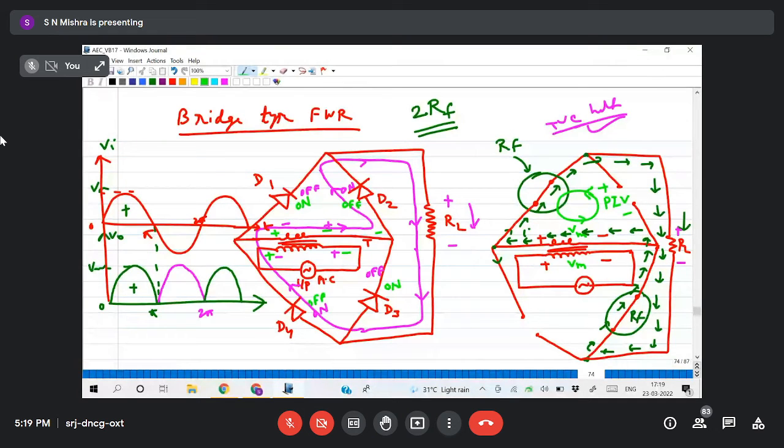Tell me what is your PIV. If I'm moving from this point, from minus to plus, so plus VM, then here the voltage is 0, then here plus to minus, minus PIV equals 0. So PIV equals VM, or not? Check it again.